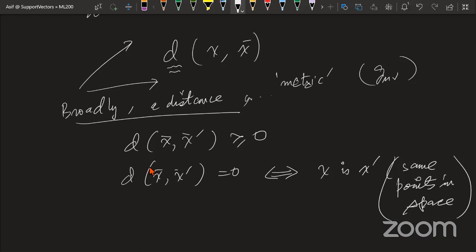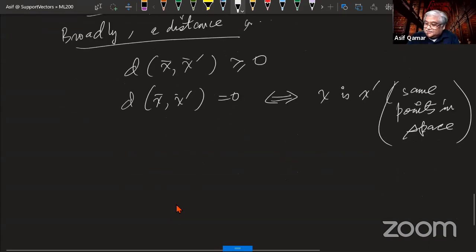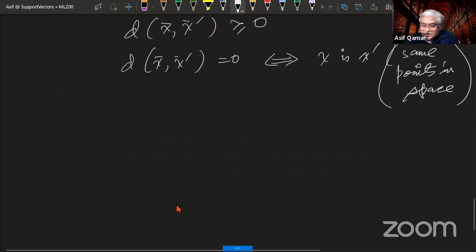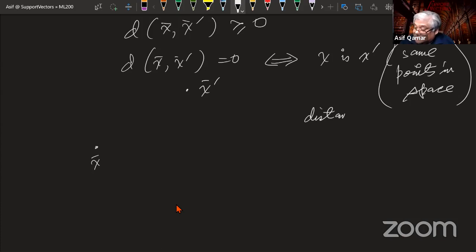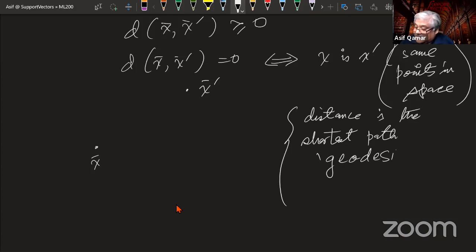And the third thing that comes in here is something which is also pretty obvious. See, suppose this is a point x, and this is a point x prime in whatever space. Would you agree that the distance is always the shortest path, right? By definition, let us define it as the shortest path. And the formal term mathematicians use is geodesic.